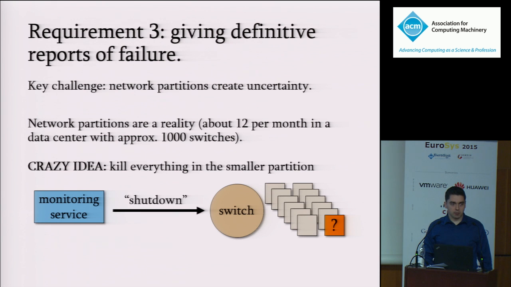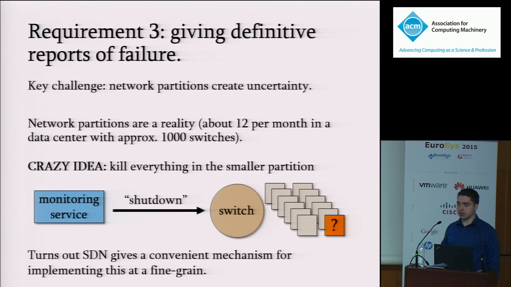But this is pretty disruptive because now you're nuking applications that may not care about a tens of seconds or 2-minute outage that's caused by something like a switch reboot. And if you're really going to go all the way, you might require these machines that have been shut down behind the switch to be reimaged before they can rejoin the system. Now, one of the benefits of SDN is that it actually allows us to implement this sort of crazy idea at a very fine grain by only disconnecting the processes that are interested in this high availability service provided by a monitoring service.